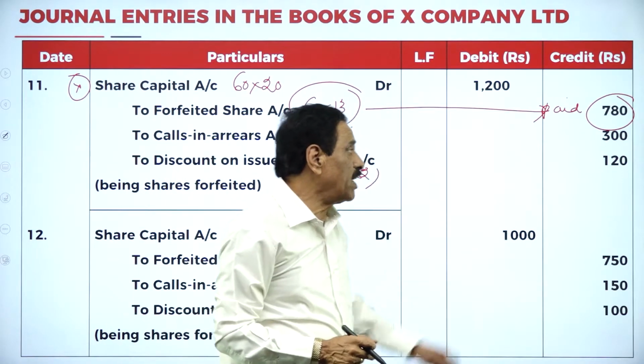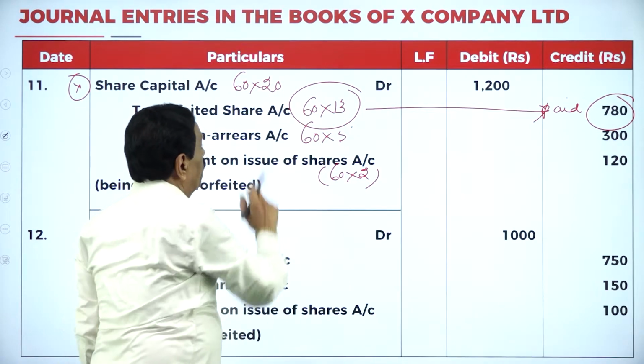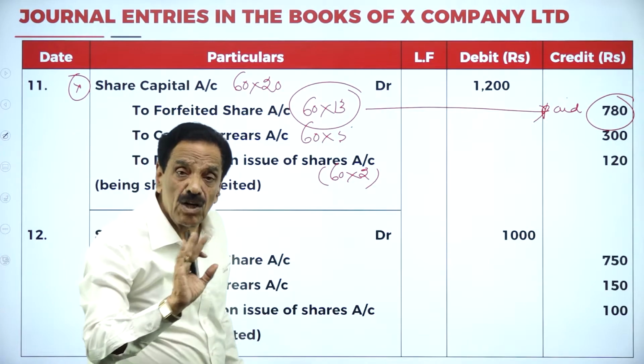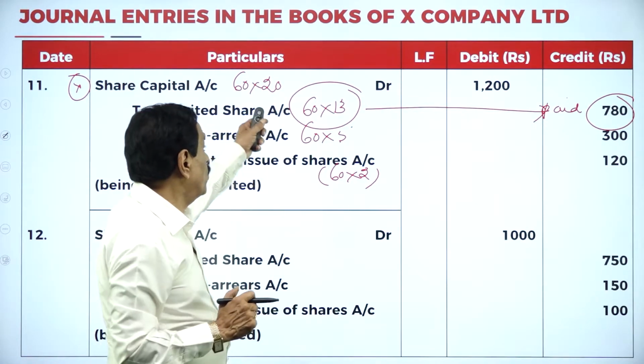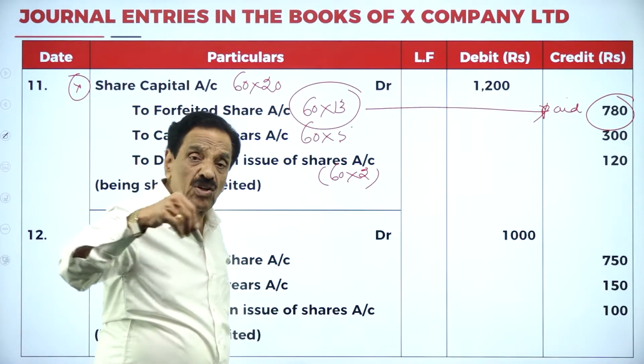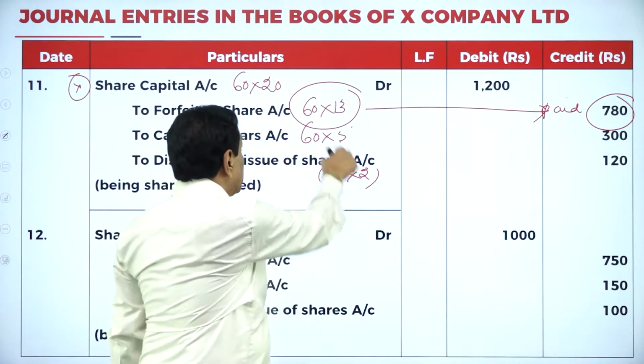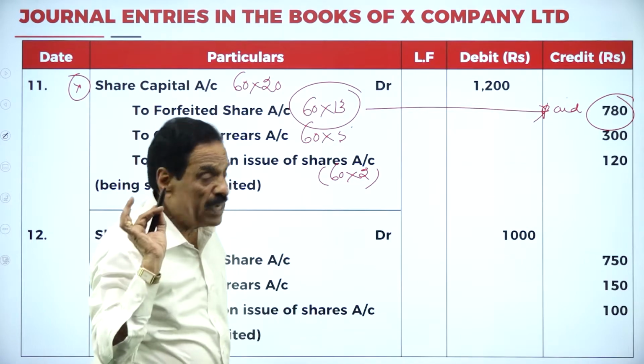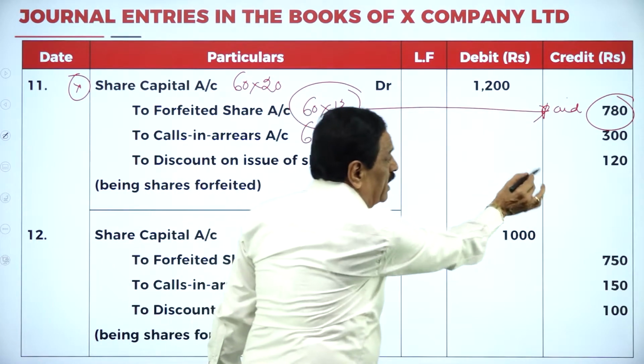Here, we must be careful about the discount. You are showing the face value of 20. It is not 20, it is only 18. You are showing how much money? 20. The difference is 2. As per the Companies Act, you have to show the full figure. Discount here, the difference is 18 rupees. How much discount? 120, credit 20.